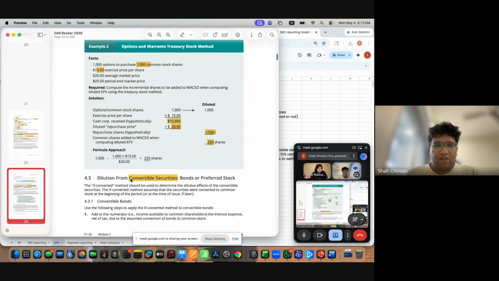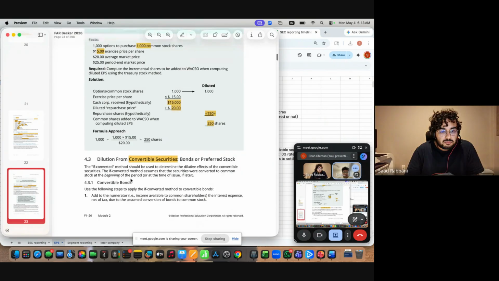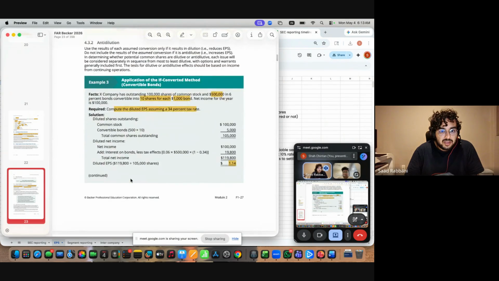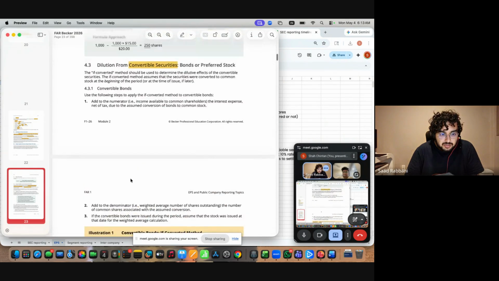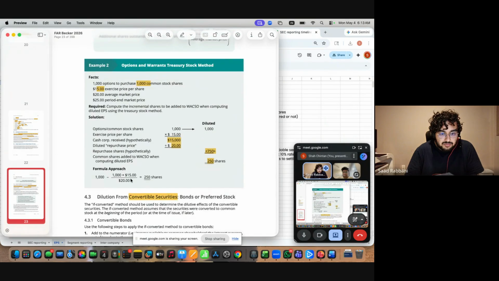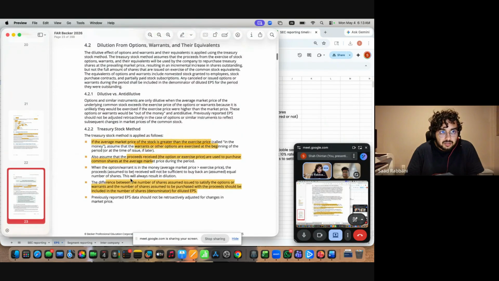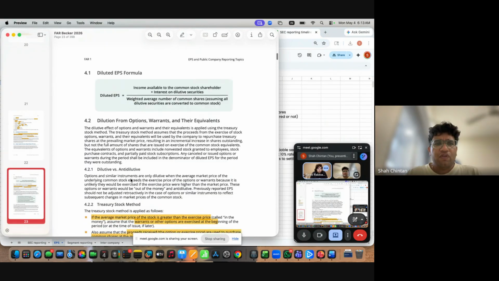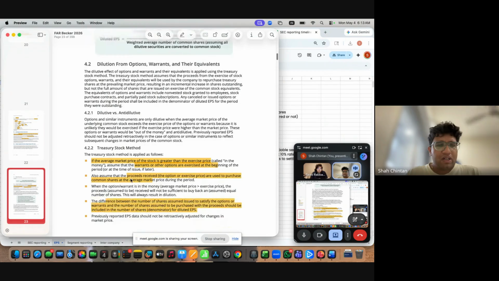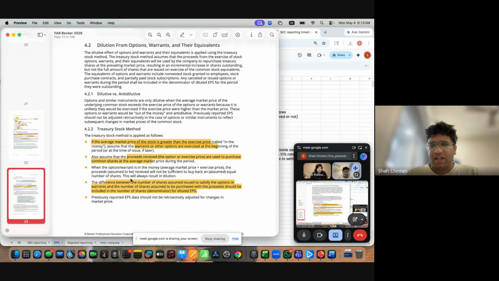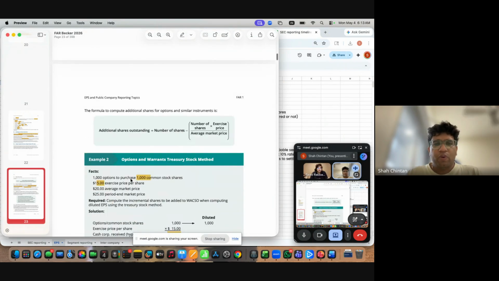Which question number? Let's go through one by one. So in the option and warrants, you have treasury stock method. Then in convertible preferred stock, you have if converted method. So just first of all, don't go through the names of the method. Treasury stock method, we haven't studied yet. You don't need to look at the name of the method. Let's just go with the logics.